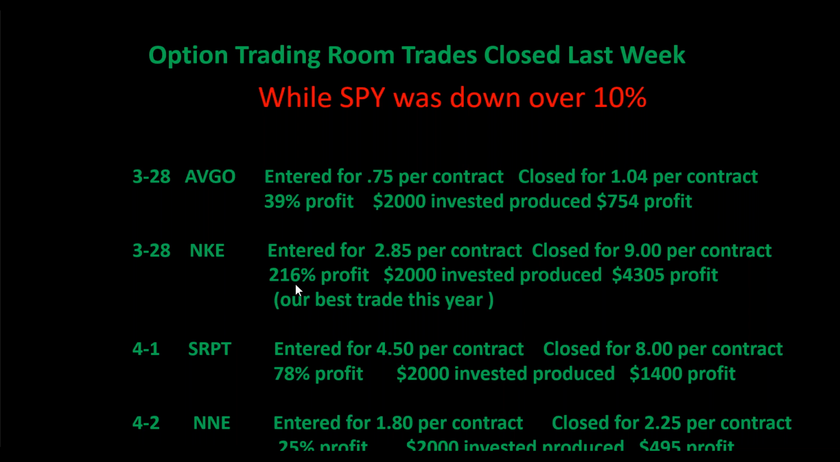This system isn't meant to capture 200, 300, 400% gains. It's meant to squeeze out 25, 30, 35, 40% on a trade, right? And then we had Sarepta, entered for $4.50, closed at $8, $1,400 for a $2,000 investment, a 78% profit, and NNE, again short. So we were short across the board, and we got lucky with Nike. That tariff thing really hit that one bad. But Sarepta went down, NNE went down. So those are the only 4 trades we had on, the only ones we closed. We didn't have a lot of trades on.